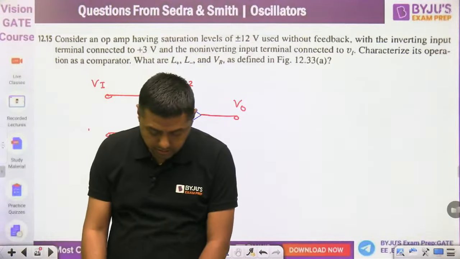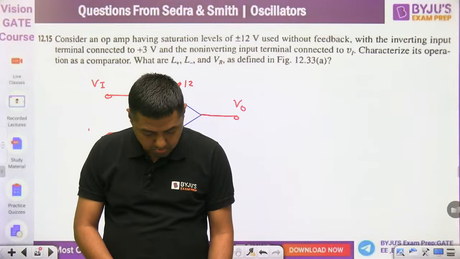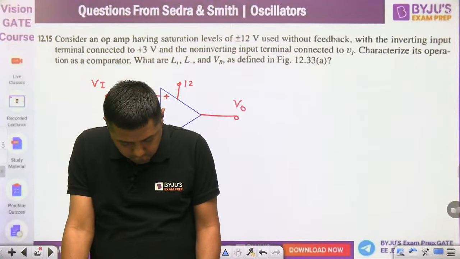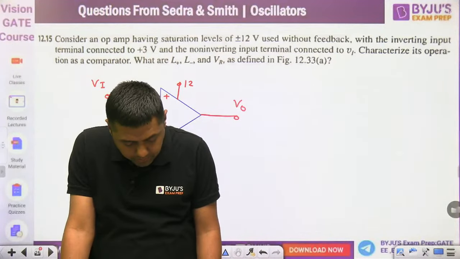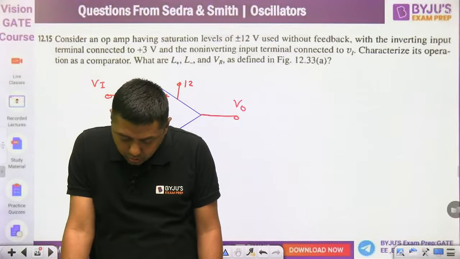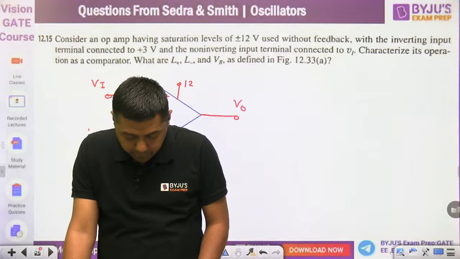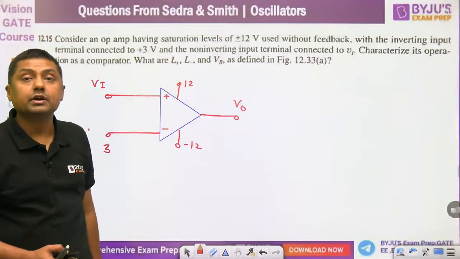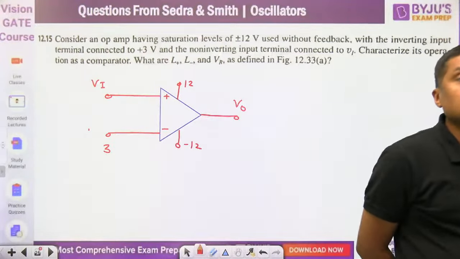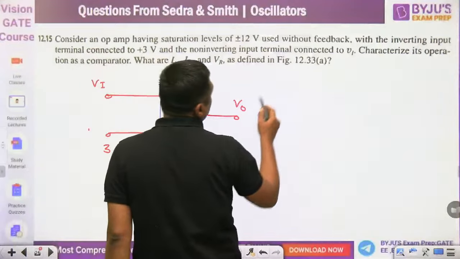What is the 12.33A? That question, that diagram is not matched actually, because the Zener diode is not connected here. So the upper level and lower level are what, plus 12 and minus 12, if it is not a Zener diode and nothing is connected here. So the limited levels are plus 12 and minus 12, plus VSAT and minus VSAT. 3 volt crossing detector, yes, we can say 3 volt crossing detector. So you can solve, I can say find the duty cycle here.